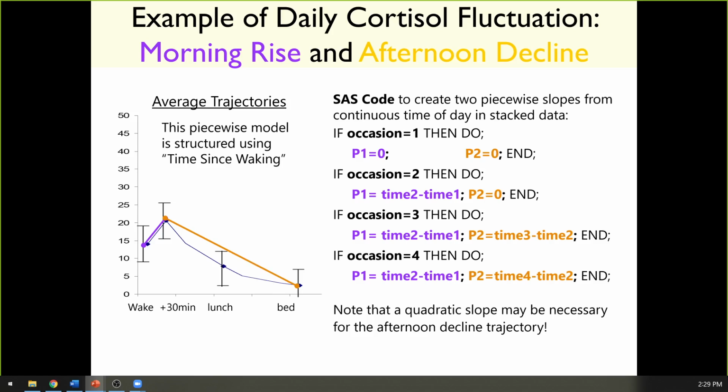It needs something bendy. So given that there are 3 occasions in this second piece right here, you could add a quadratic time slope, and then it would perfectly saturate the 4 means, because then you'd have an intercept, morning slope, afternoon linear slope, and afternoon quadratic slope. So that would be the 4.